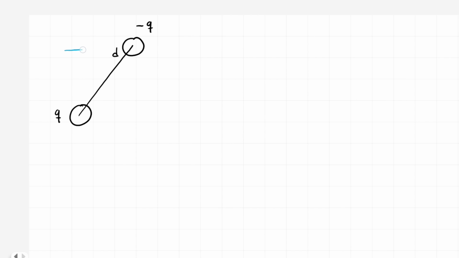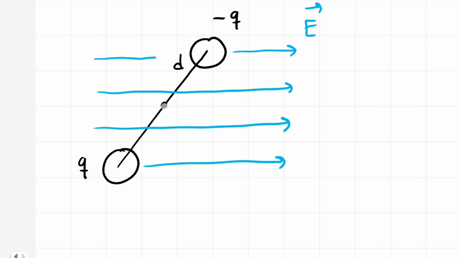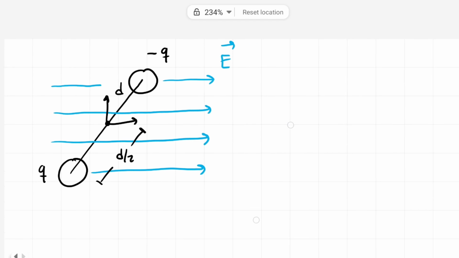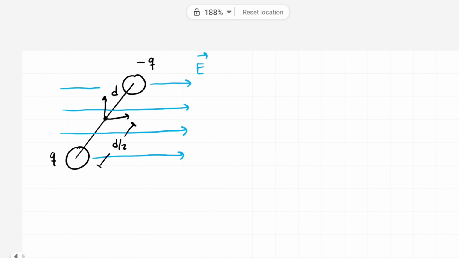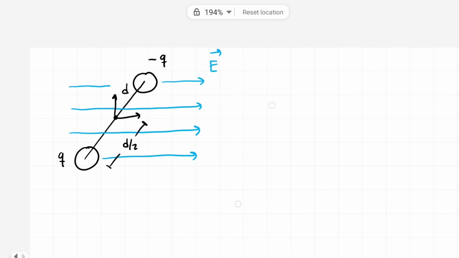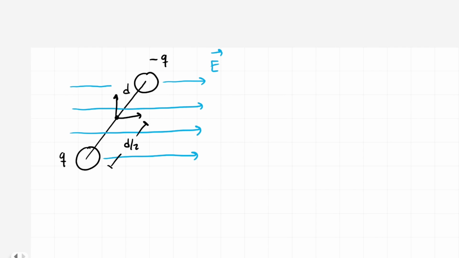The important thing here is that these charges are going to be under the influence of an electric field that is going to be constant. We are going to name it as E. We are going to put the center of the coordinate system here. So we will say that this distance is d over 2. Okay, and we are going to be interested in calculating the potential energy of the whole system that we have here.